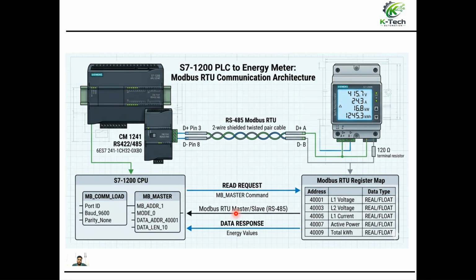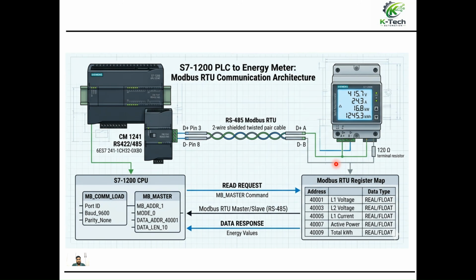Then it gives the response. The data we need to read is line 1 voltage, line 2 voltage, line 1 current, active power, and total kilowatt hours. Data may be in word or real floating format, mostly in real format. So this communication we need to establish in our S7-1200 PLC. How can we do this? I will give you the information step by step.